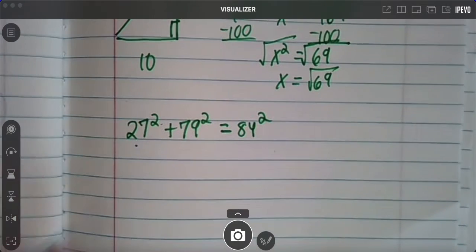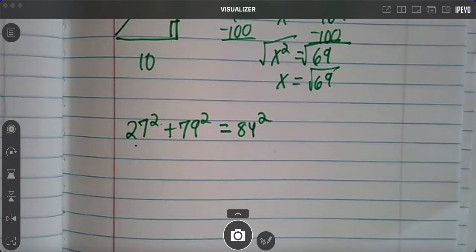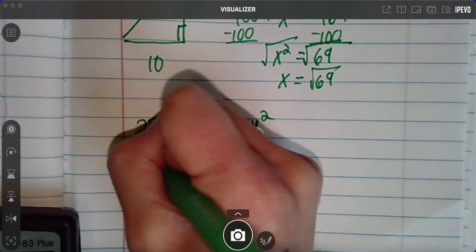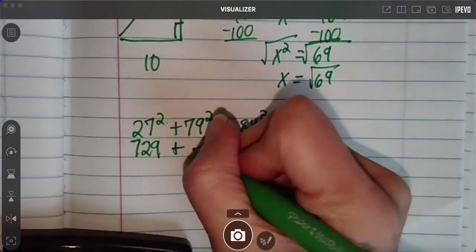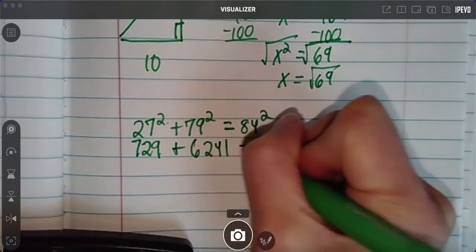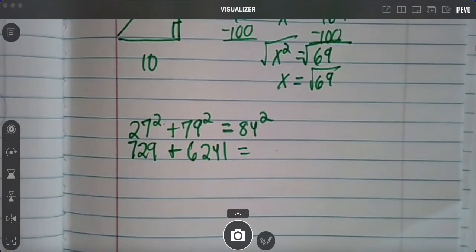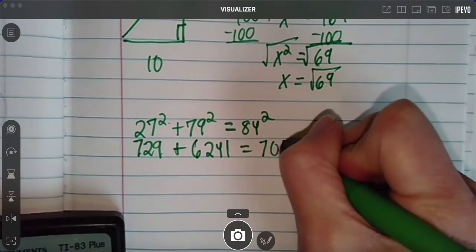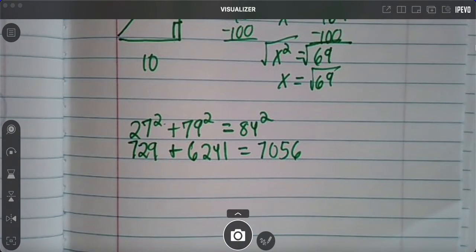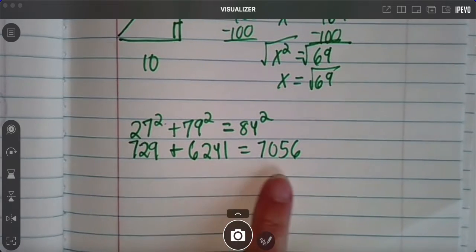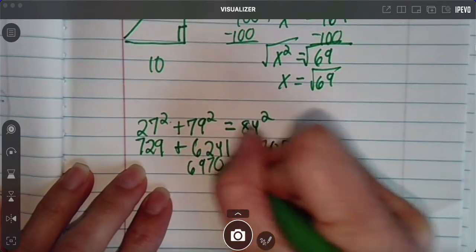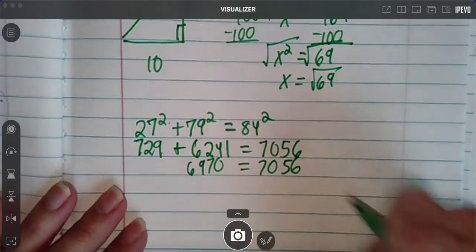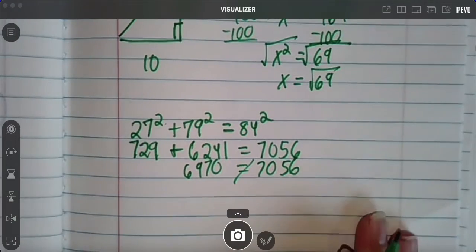So what is, these are going to be big numbers, 27 squared, 729. 79 squared, 6,241. And 84 squared is 7,056. If I add up those 2 numbers, do they equal? No. It was 6,970. That does not equal. So no, it's not a right triangle.